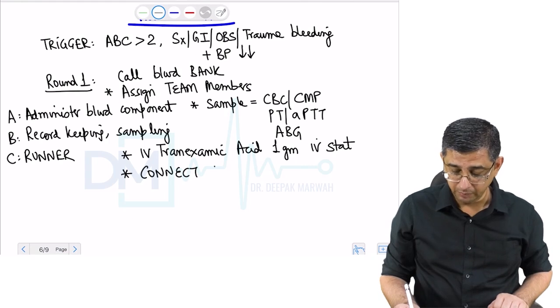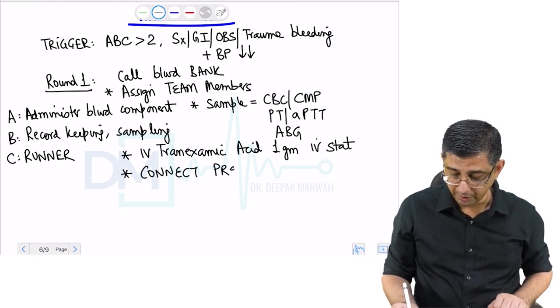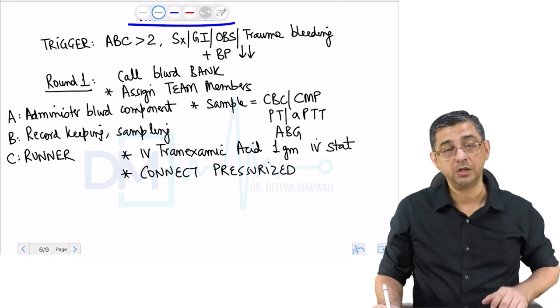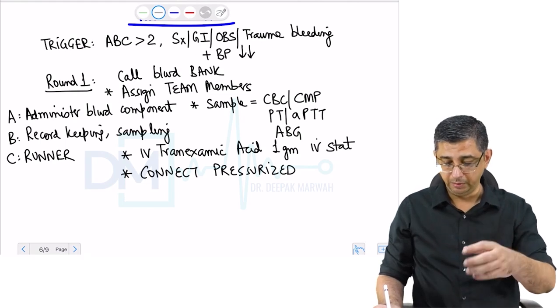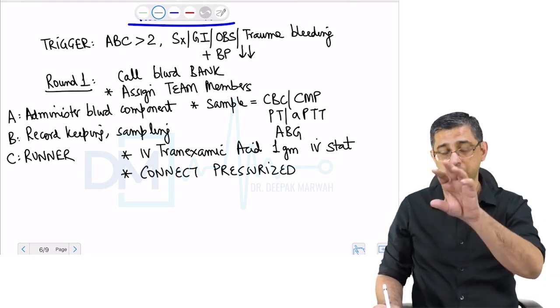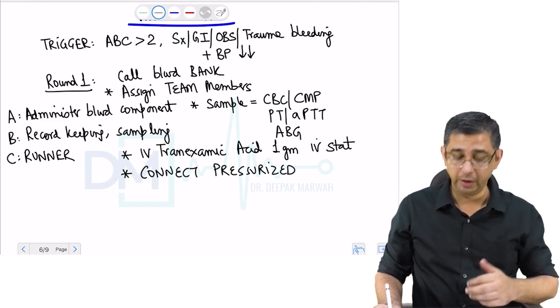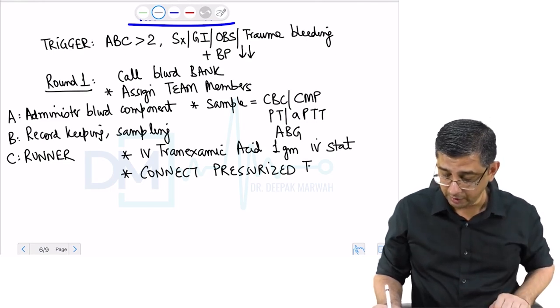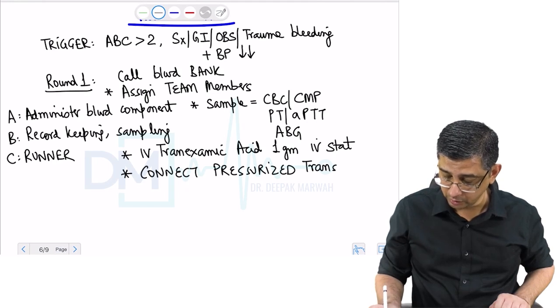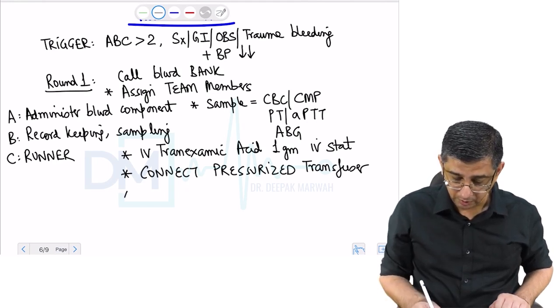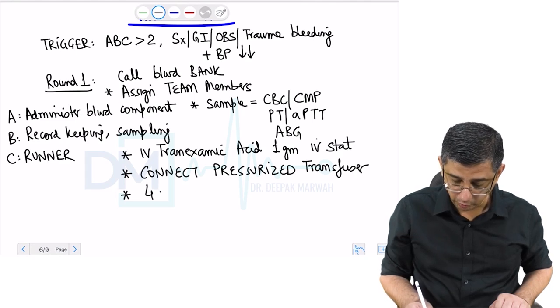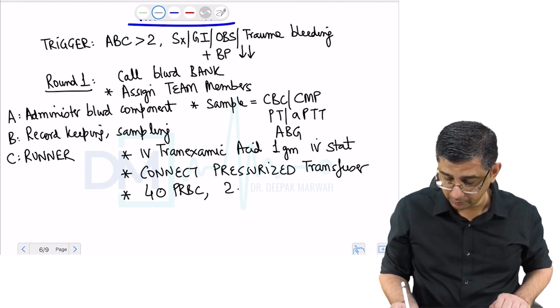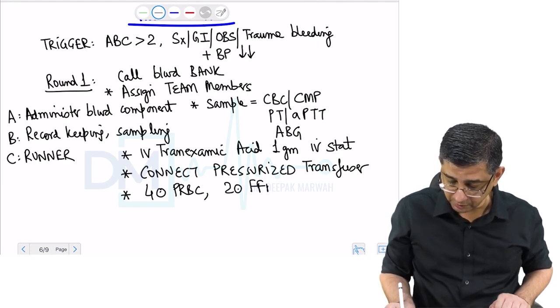That is, he will basically connect the pressurized rapid transfuser to the patient. He'll prime the pressurized rapid transfuser with the units of blood which have now been obtained by team member number C, and he will connect the pressurized transfuser to the patient, and then we will give the patient 4 units of packed RBCs, and we will be giving to the patient 2 units of fresh frozen plasma.